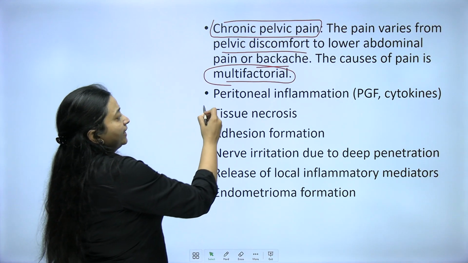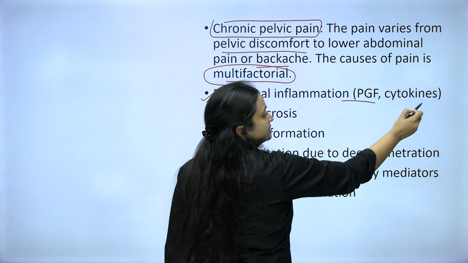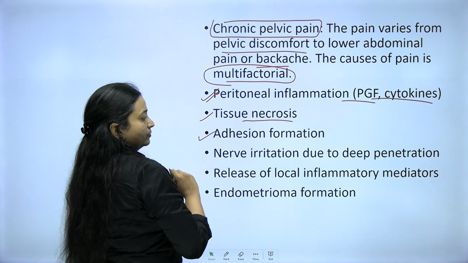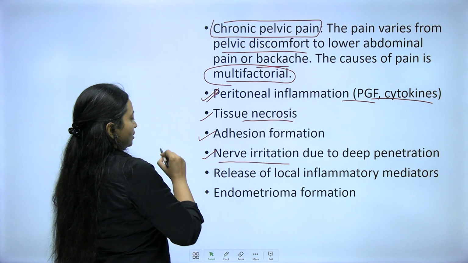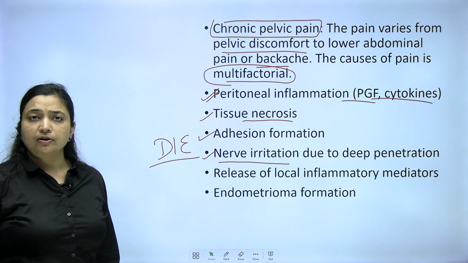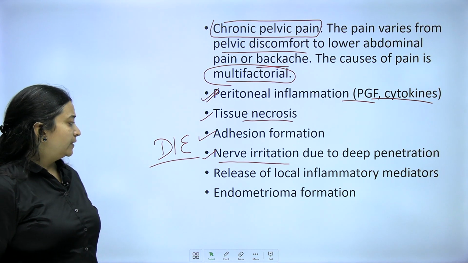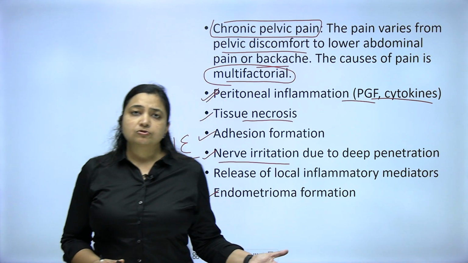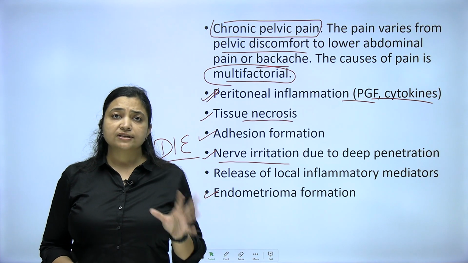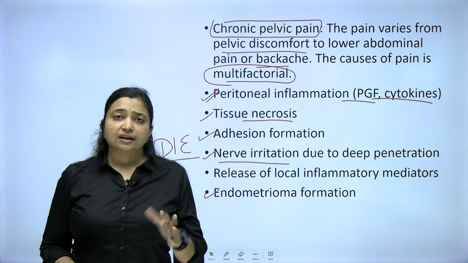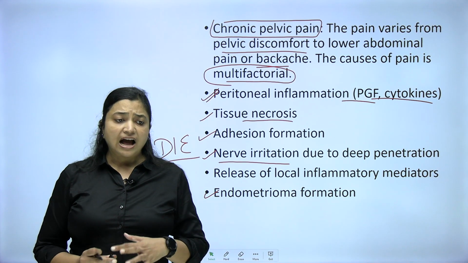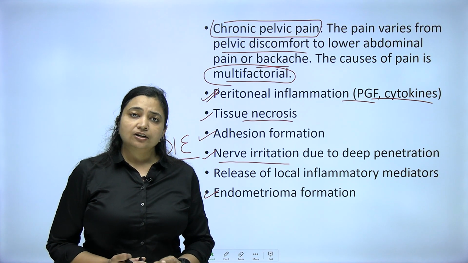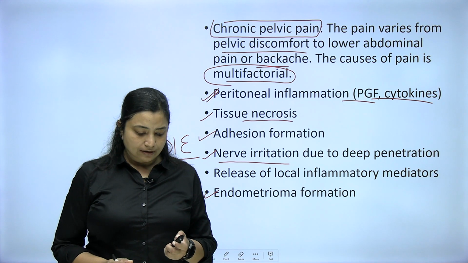What all factors? Definitely peritoneal inflammation because of the endometriosis, increased prostaglandins and cytokines, which we have been reading since last lecture. Tissue necrosis at the same point of endometriotic spots, adhesion formation, nerve irritation due to deep penetration. In cases of DIE, deep infiltrating endometriosis, probably the nerve is also involved and the patient is having severe pain. Release of local inflammatory mediators and endometrioma formations. Whatever the presentation during laparoscopy, which I discussed in my last class, what all you can see, the AFS classification. Endometriosis is a disease where you cannot say a simple peritoneal defect may cause lots of pain to the patient, or a highly adherent uterus may not cause pain to the patient. So it is multifactorial, and it is very important to know the extent of the problem to the patient so you can decide what treatment to plan for the same.